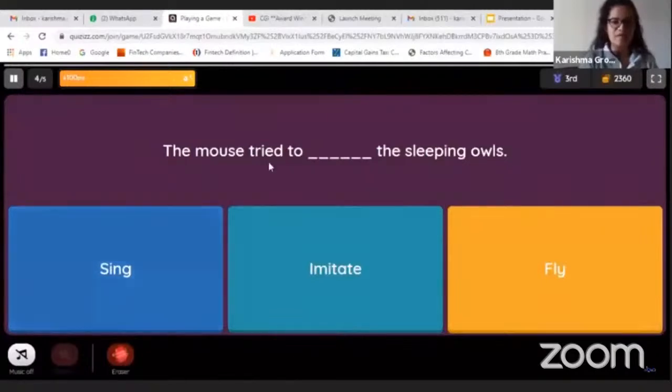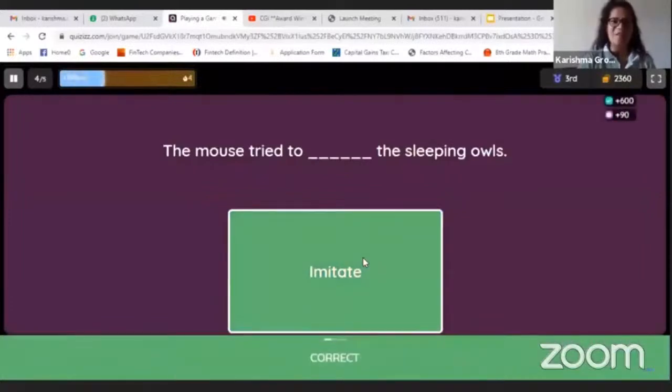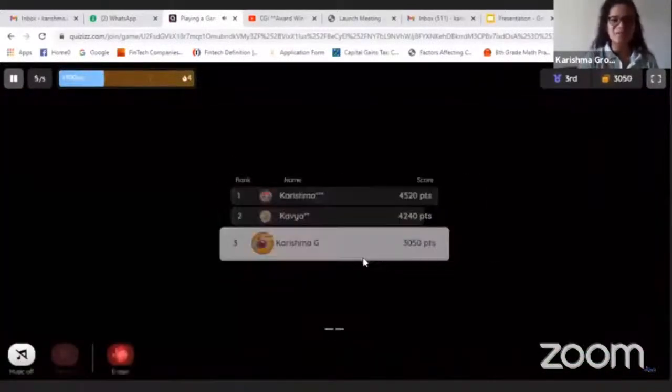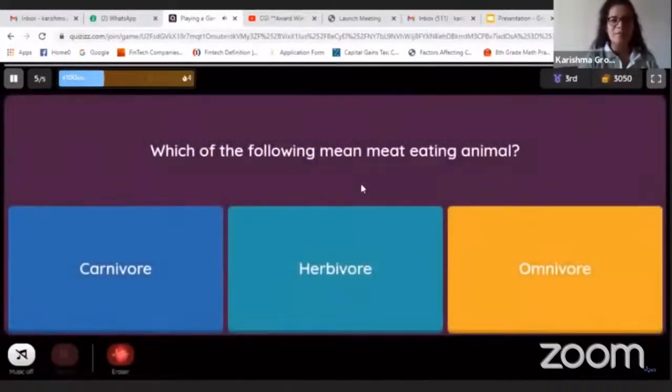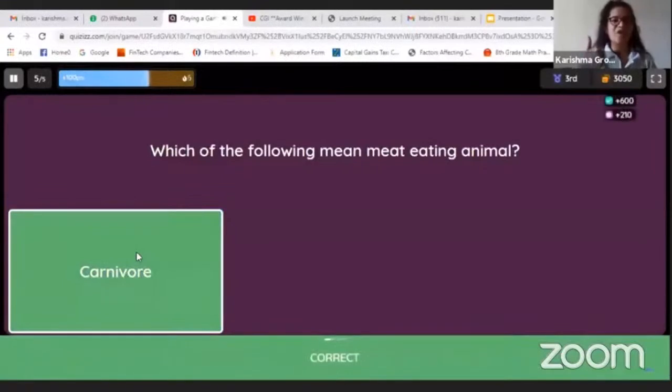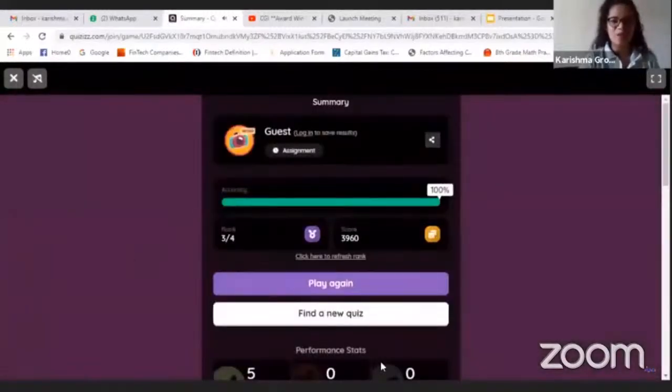Okay. The mouse tried to do what to the sleeping owls? Sing to the sleeping owls? No, he did not sing. He did not utter a word. Imitate the sleeping owls, or fly the sleeping owls? Why would he let them fly? Because there would be danger, right? So he tried to imitate the owls to fool the fox. Good job, everybody. Okay, which of the following means meat-eating animals? Omnivorous means both meat-eating and plant-eating. Herbivorous means plant-eating, and carnivorous means only meat-eating. Good job. And we are all done.